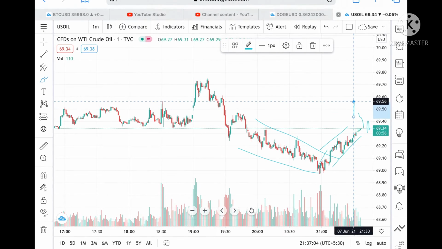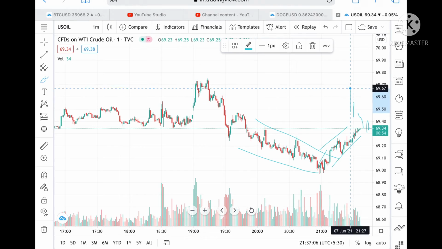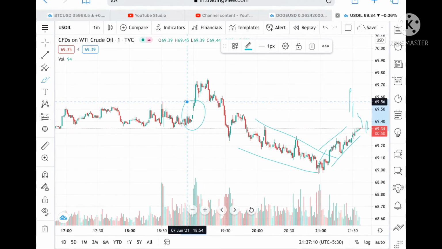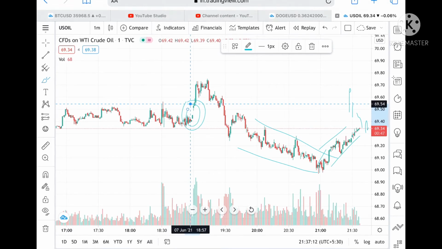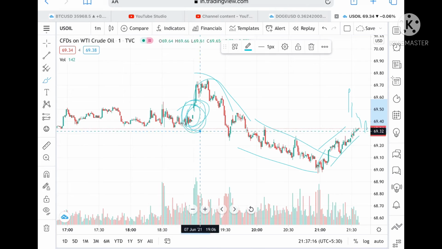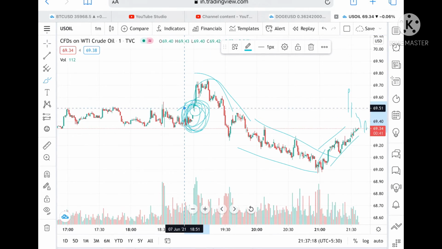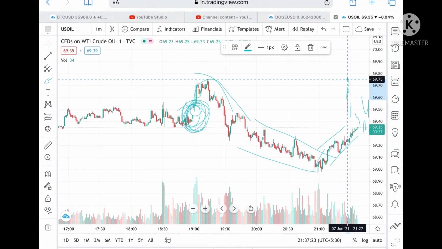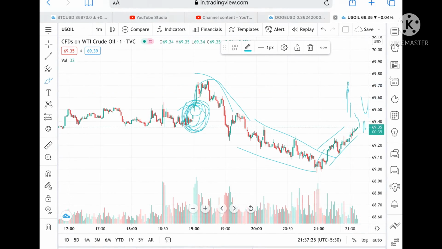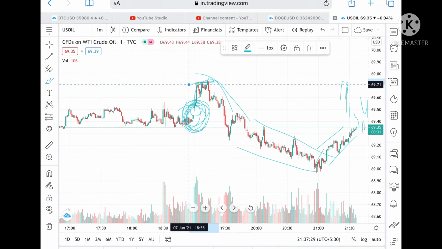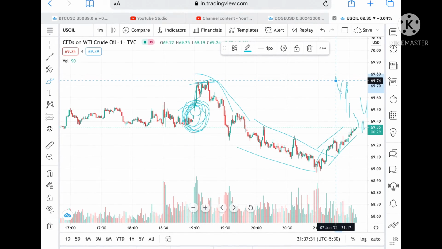I have already told you that this gap will be filled, because if there is any gap, there is a probability that the price can come back again to fill it. Once this level 69.61 is touched, then we can see a level of 69.66, and once 69.66 is touched, we can see this high. Once this high is touched, there is a probability that it can bounce back from there, or it can come down.